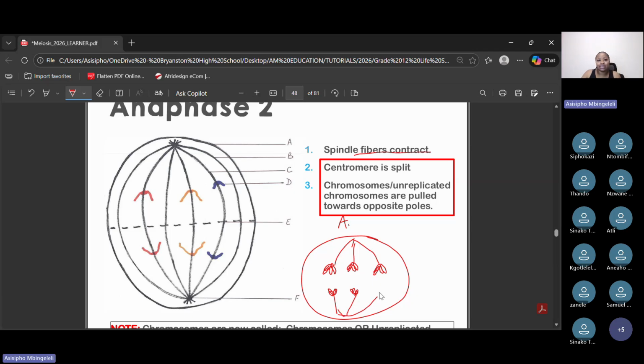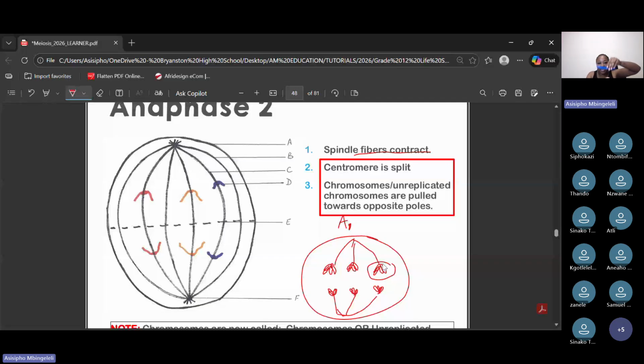Please, I need you to look at the diagrams, guys. Look at the diagram for anaphase 1 and look at the diagram for anaphase 2. What is being pulled to opposite poles in anaphase 1? It's a whole chromosome. It's a replicated chromosome. It has 2 chromatids. Why? Because it was initially a homologous pair. We separated a pair.